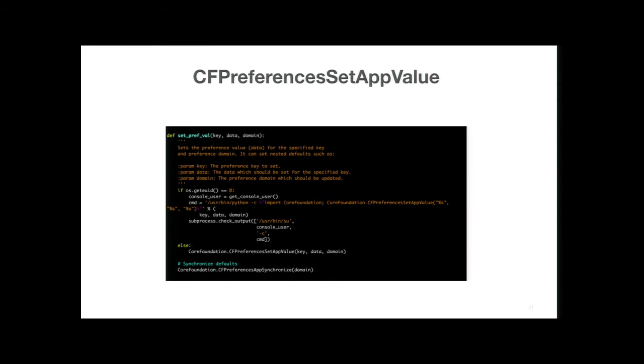Conversely, if you want to set a preference value, you could use CFPreferencesSetAppValue. Similar to the copy app value, you need to provide the key and the domain, but additionally the data as well. And then you can just pass it a Boolean, pass it a dictionary or whatever. It'll figure out how to actually write that to the preference file.